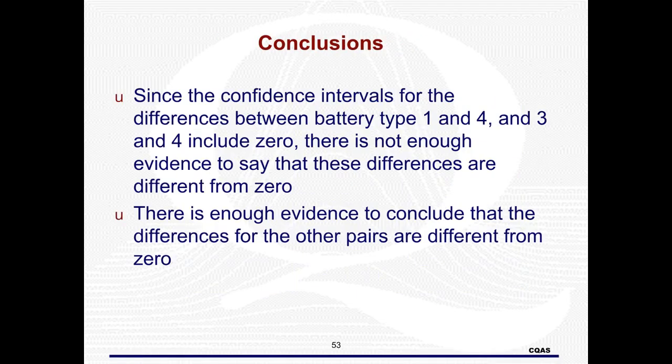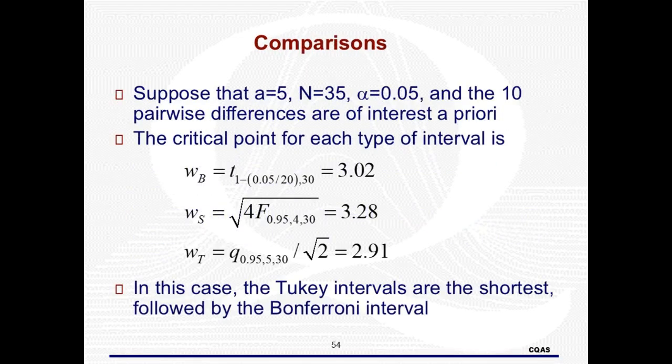Based on these intervals, some battery types differ significantly while others do not. Specifically, the intervals comparing battery types 1 and 4 and battery types 3 and 4 contain 0. Therefore, we do not have sufficient evidence to conclude that those pairs differ. The remaining intervals exclude 0, indicating significant differences. This demonstrates how Tukey's method helps us identify exactly which treatment means differ while maintaining control of the overall error rate. This slide compares the widths of intervals produced by different methods.